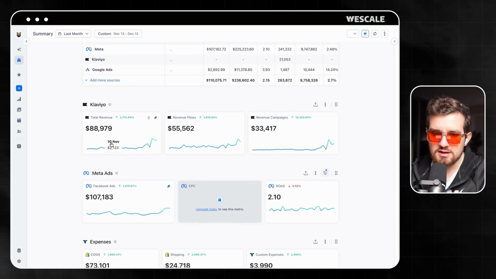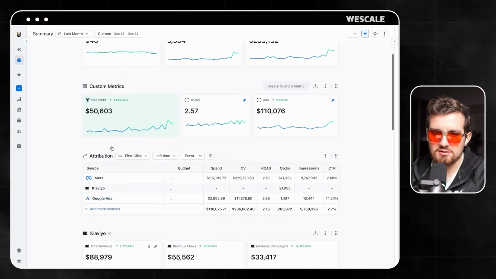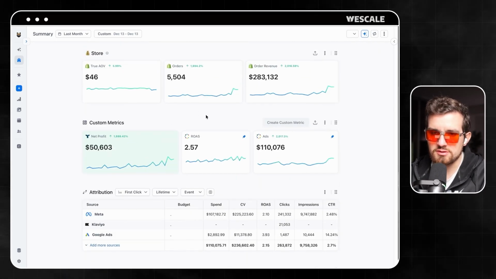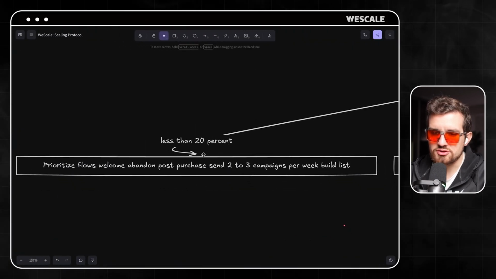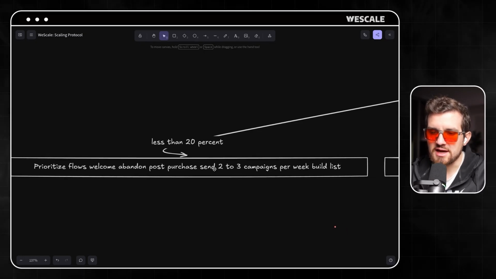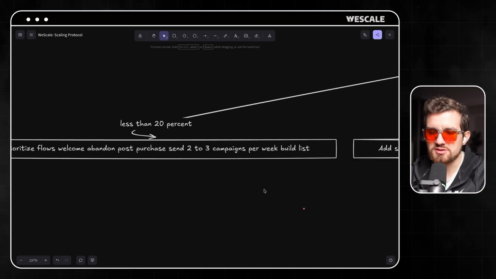We generated $89,000 in total email revenue last month. So just take 89 divided by 283. So we're at 31%. If we are at less than 20%, then we want to prioritize flows like welcome, abandoned cart, post purchase, and send 2 to 3 email campaigns per week.